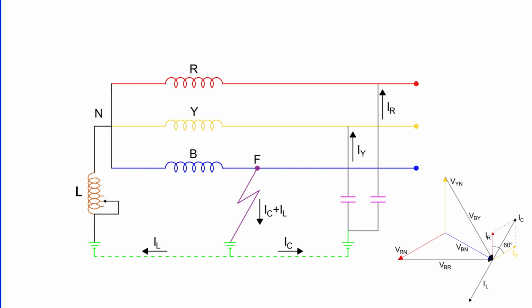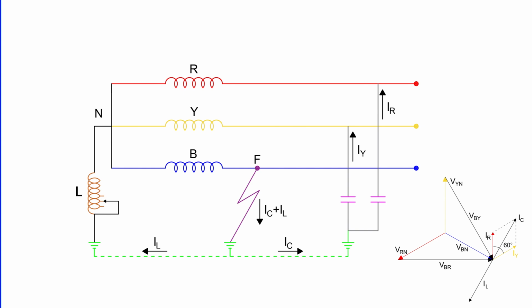This current IL is in phase opposition to the capacitive current IC. By adjusting the tappings on the coil, the resultant current in the fault can be reduced. If the inductance of the coil is adjusted in such a way that IL equals IC, then the resultant current in the fault will be zero.